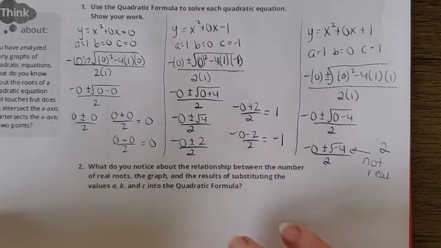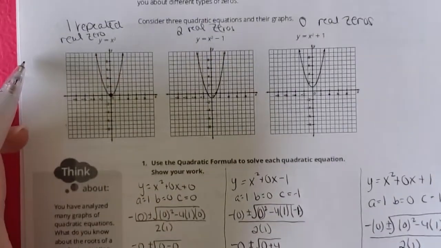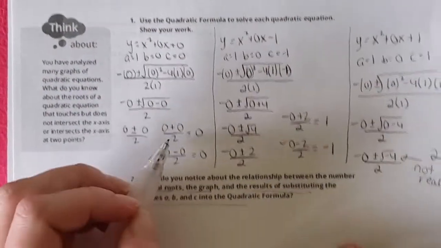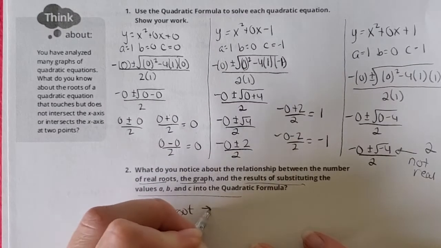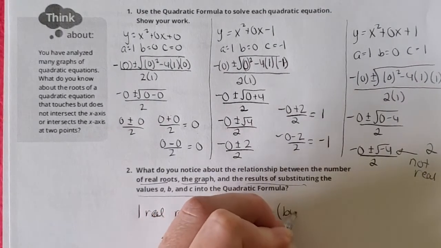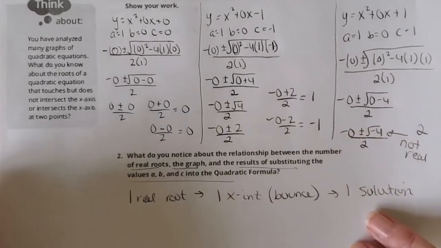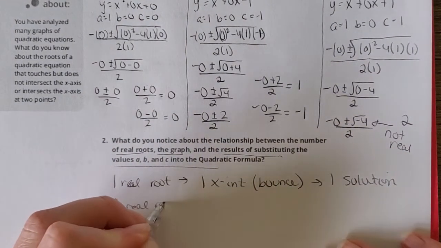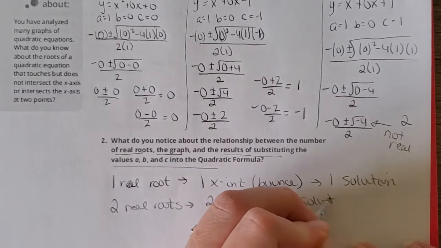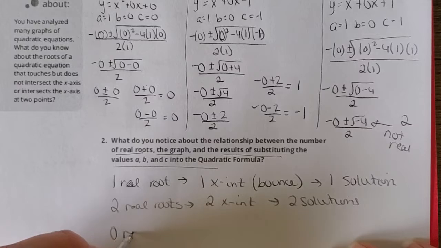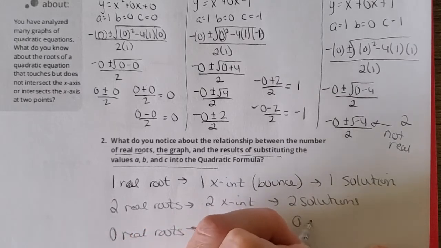So then the question asks, what do you notice about the relationship between the number of real roots, the graph, and the result of substituting the values in? So let's start. If we have one repeated zero, it only has one x-intercept. And if we look at it, it has one solution. So one real root has one x-intercept, and it bounces there, and it has one solution. If we have two real roots, it has two x-intercepts on the graph, and it has two solutions. And if we have zero real roots, we have zero x-intercepts, and we have zero real solutions.